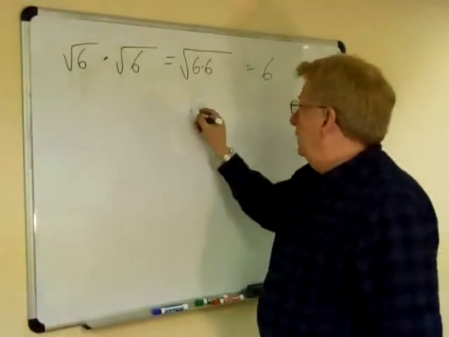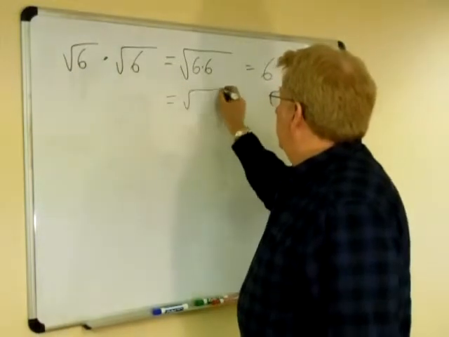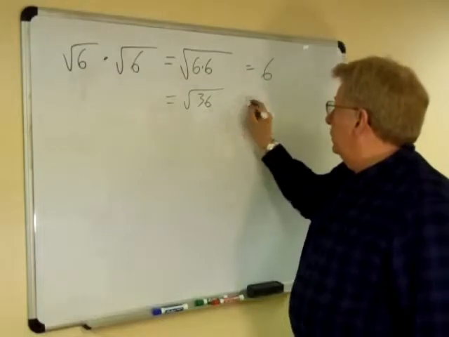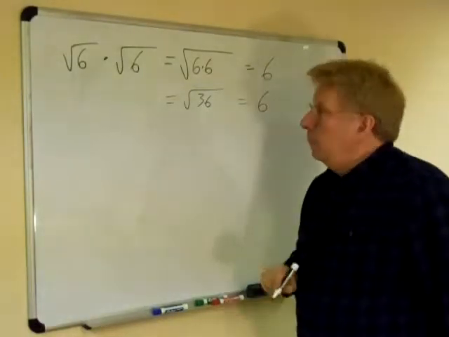Or another way to look at it, 6 times 6 is the square root of 36. 36 is a perfect square. The square root of 36 is 6.